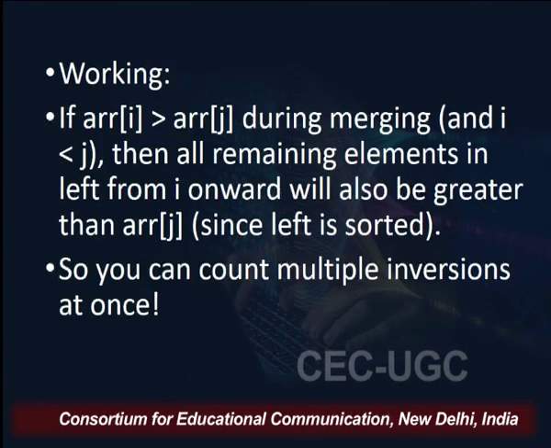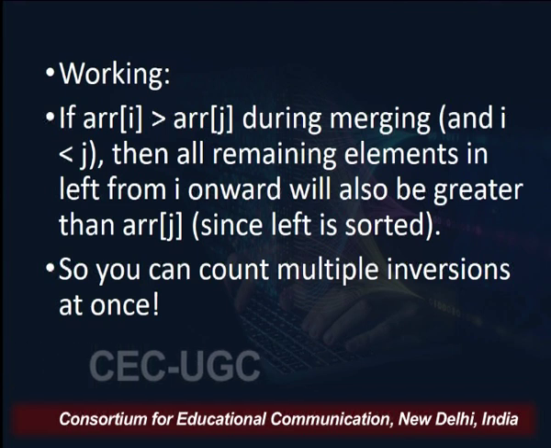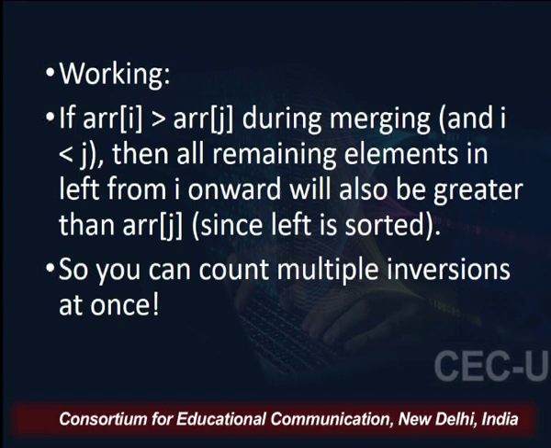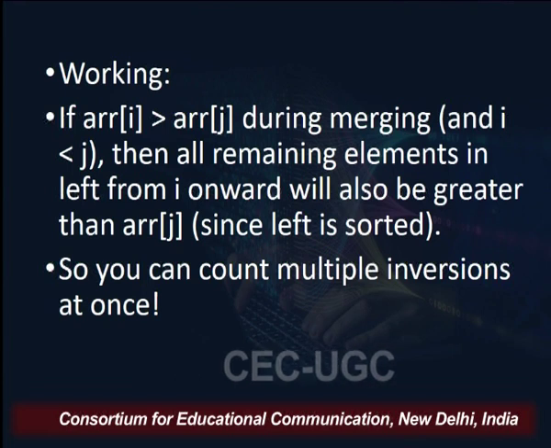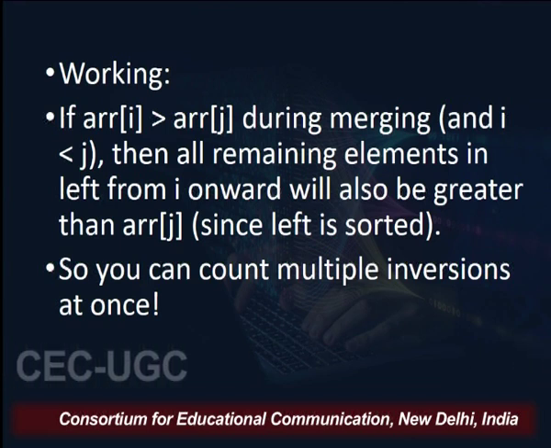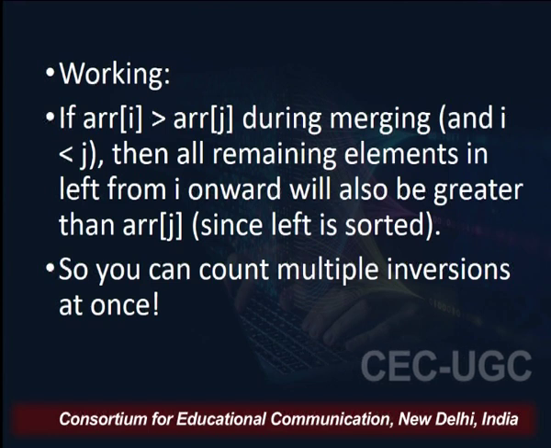So, the working of this method says if ARR of I is greater than ARR of j during merging and I is less than j, then all the remaining elements in the left from I onwards will also be greater than ARR of j, because this is the thing which we are going to implement while merging. That means if we are at the process of merging, the array is kind of sorted, we can say. So, by using this technique we can count multiple inversions at once.